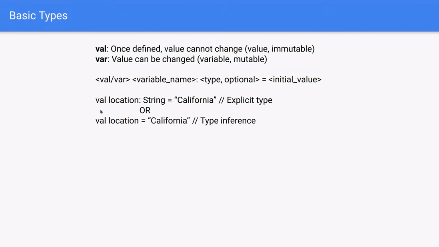Let's look at an example. If we write something like val location: String = "California", then in that case, we are first saying that we want an immutable value, that is, location once defined cannot be changed. Then we specify the type to be a string, and then we initialize that val with the value California. Otherwise, we can omit this string definition since the compiler can itself infer that this is a string. This is called type inference.